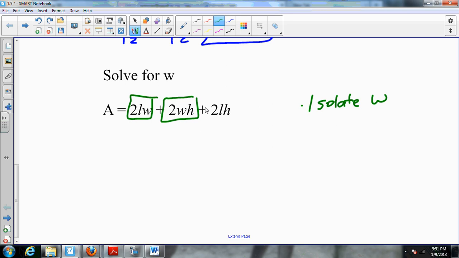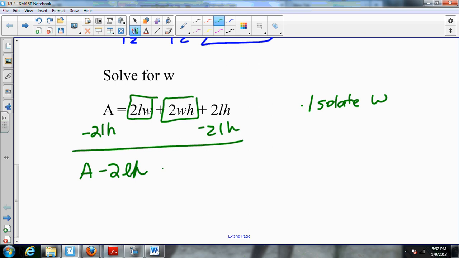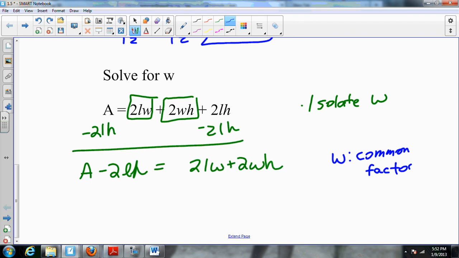And our first step is to get rid of this 2LH, move it to the other side by subtracting. So A minus 2LH equals 2LW plus 2WH. Now we see that W's in both terms, so it's a common factor. We're going to take it out just like we do for GCFs. W times 2L plus 2H.